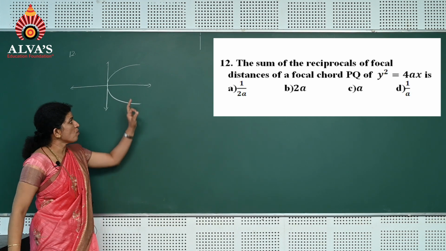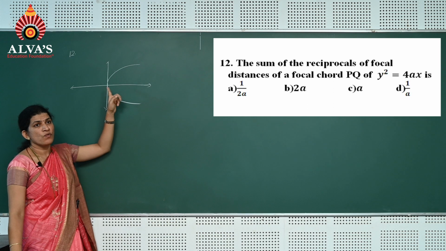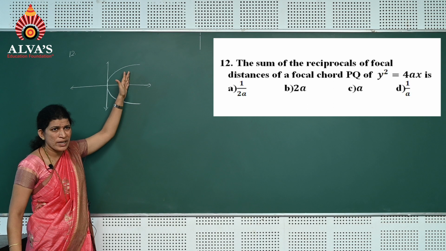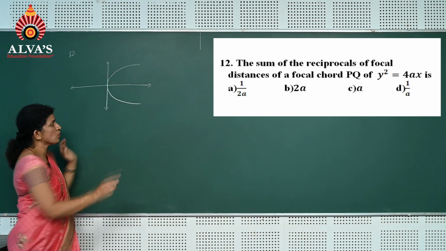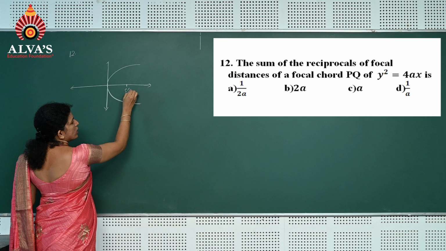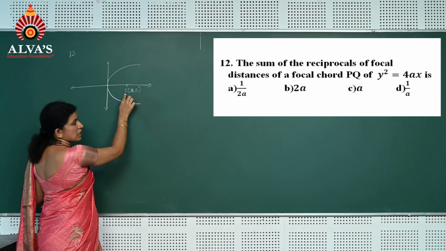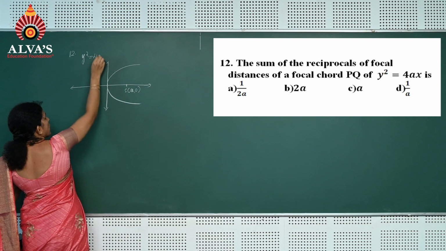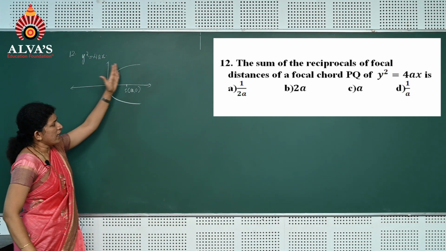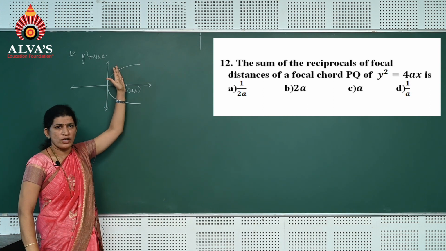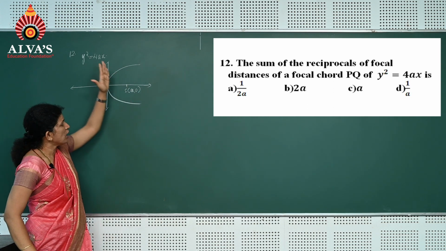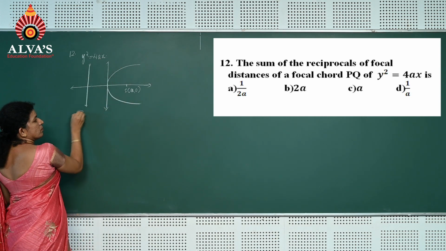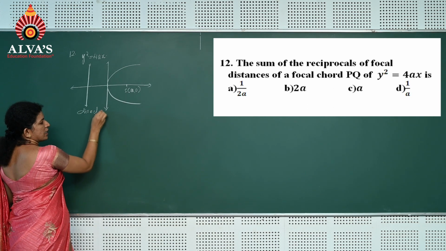We want the sum of the reciprocals of the focal distances of a focal chord. We know focal chord means any line which passes through the focus. The focus is S, with coordinates (a, 0) in the parabola y square equal to 4ax. Any line which passes through the focus is called a focal chord. In particular, if the focal chord is parallel to the directrix, then it is called the latus rectum.